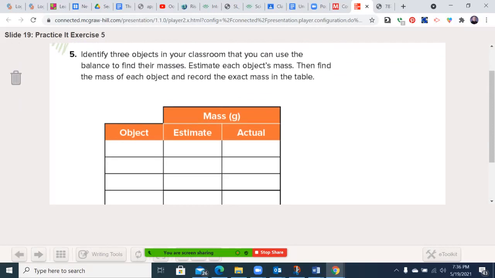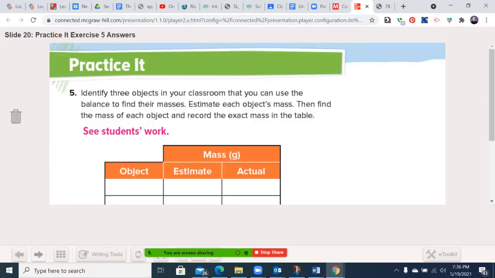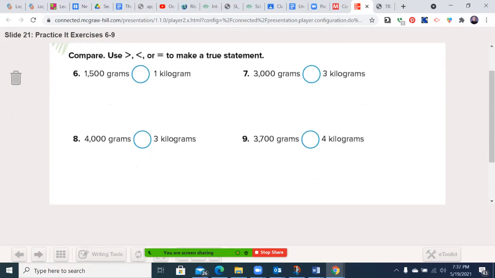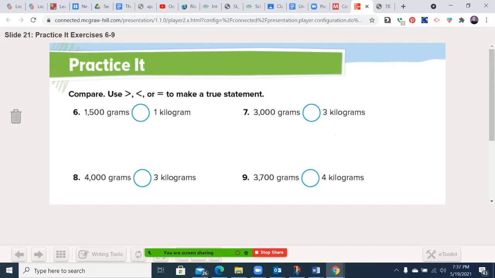And we're going to move past number 5 and go right to numbers 6 to 9. I want you to pause the video and we'll see how you do. And then as soon as you're done with those 4 problems, unpause the video and come back and see me. You may pause the video now.